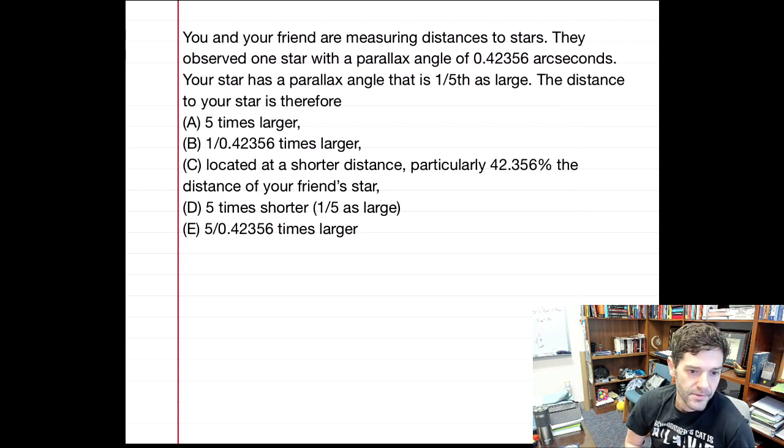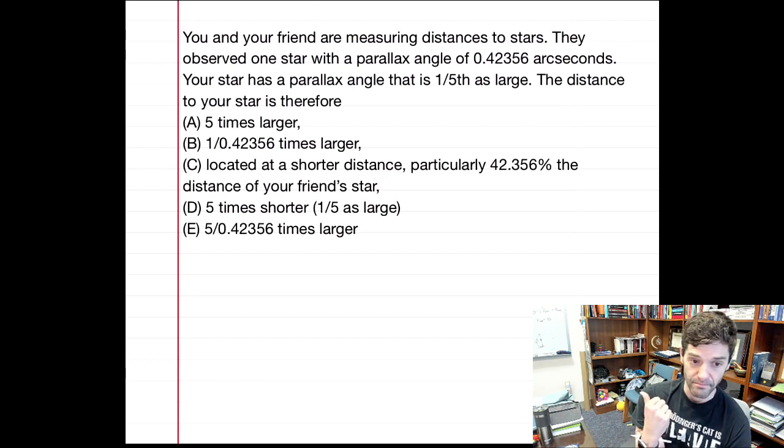So here's one. You and your friend are measuring distances to stars. They observe one star with a parallax angle of 0.42356 arc seconds. Your star has a parallax angle that is 1/5 as large. The distance to your star, therefore, is 5 times larger, located at a longer distance.